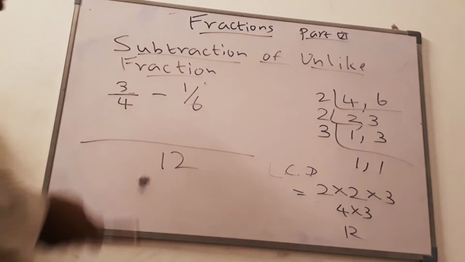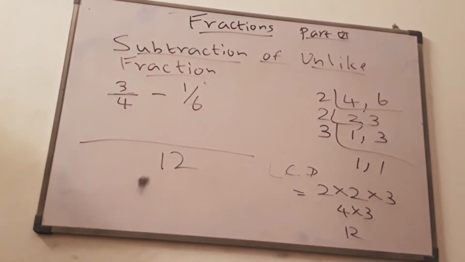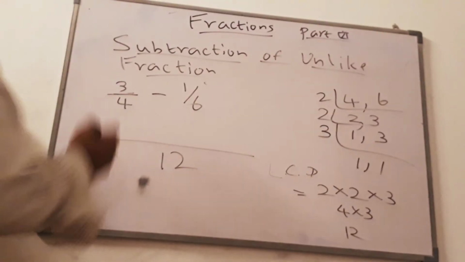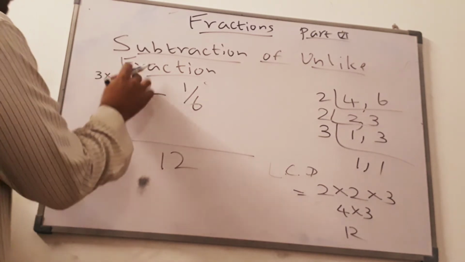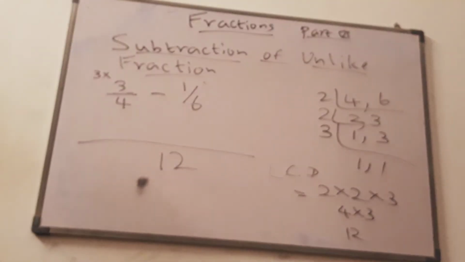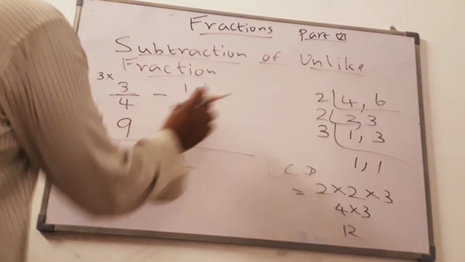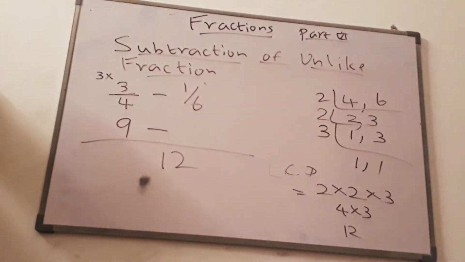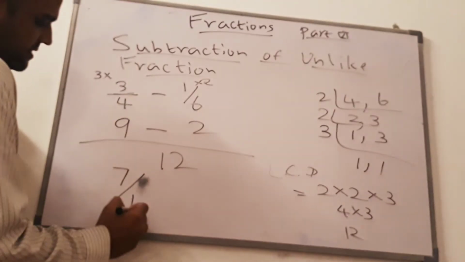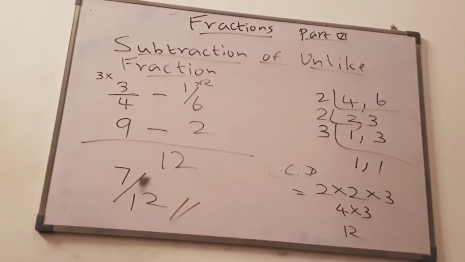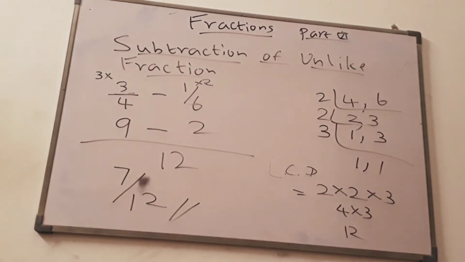Now we have to check how many 4's are there in 12. 4 times 3 is 12. Then we have to multiply this 3 by the numerator. 3 times 3 is 9. Then we have to subtract. How many 6's are there in 12? 2 6's. Then 2 times 1 means 2. So when we subtract 2 from 9, the answer is 7 out of 12. This is the answer for this particular question.